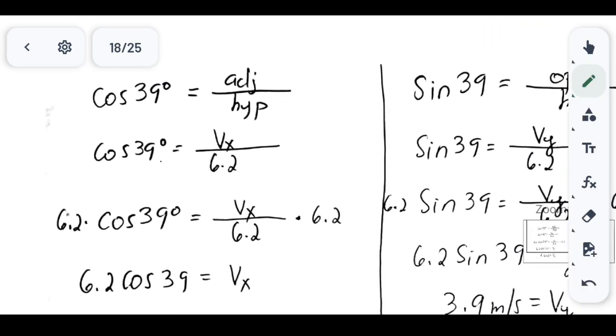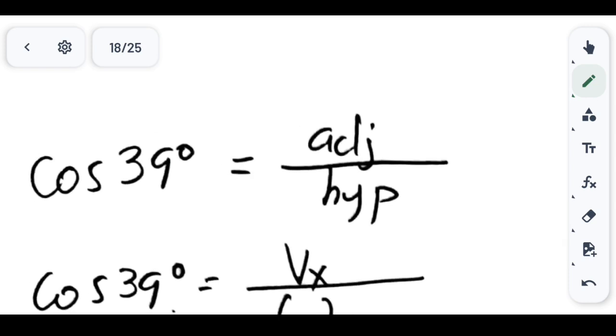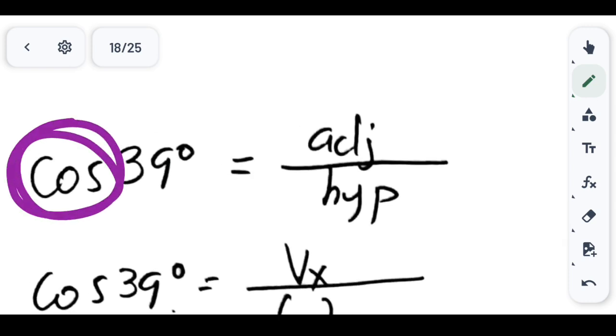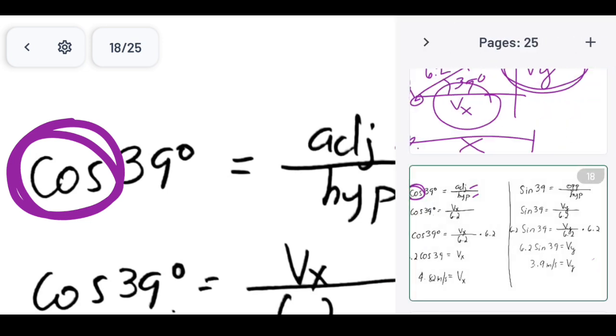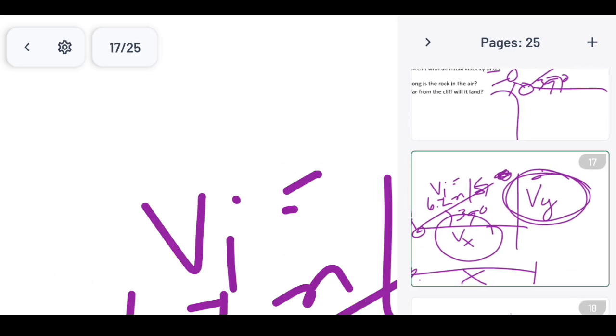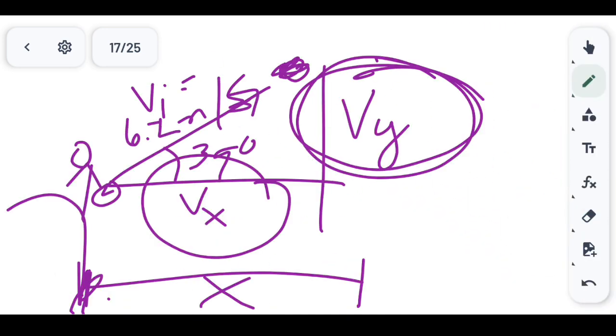And in finding the x component, you only need to use the cosine trigonometric function. The value of the angle is given in the problem, which is 39 degrees. To find the cosine, that is adjacent over hypotenuse. If you look here, this is your angle, for example, this is your 39 degrees, and cosine is adjacent over hypotenuse.